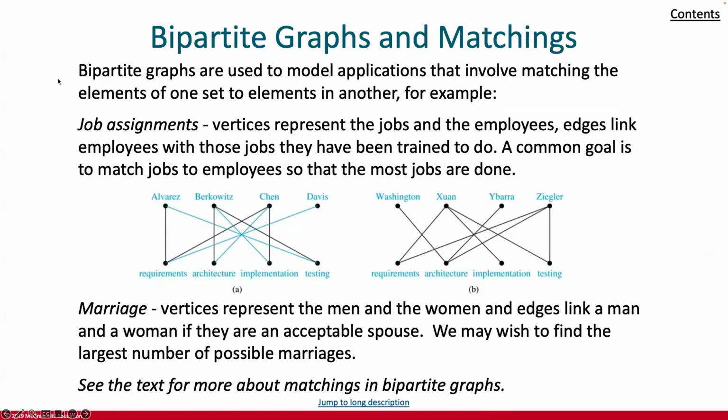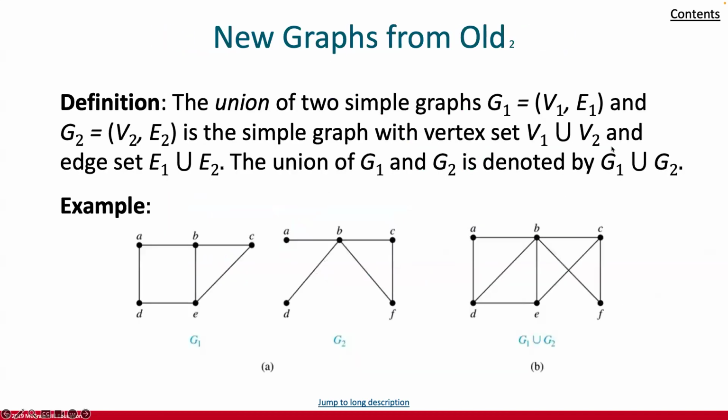We can be looking at bipartite graphs and matching. They're used to model applications that involve matching the elements of one set to elements in another. So you can be thinking of job assignments or marriage, maybe a dating application, or how to assign the best roles to what type of activity, all of them needing a mapping. And so this is one of the applications of bipartite graphs.